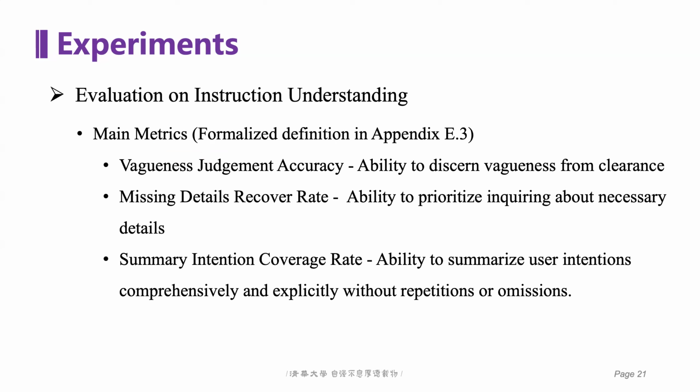The first thing is the vagueness judgment accuracy. This means whether the model can discern that the task is vague or not. Because in our test set, during our data construction, we construct both clear and vague tasks. So the model has to discern a little bit about it.